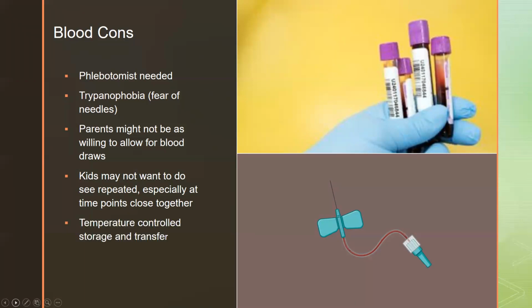Also, you have to consider temperature controlled storage and transfer. It's not something that you can just put into a box to wait to get back to the lab to freeze it. A lot of times, depending on the biomarker that you're looking at, you do have to have your blood in temperature controlled storage for transfer. It also does carry, depending on where you are and how much the sample is, a biohazard tag.